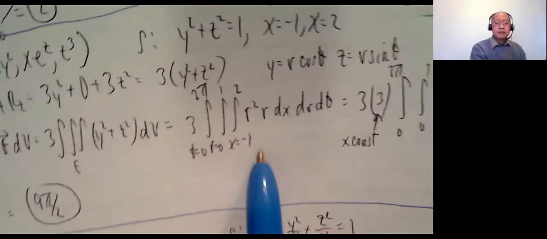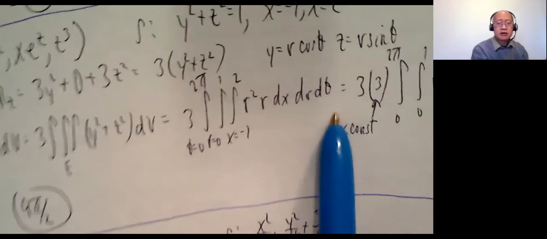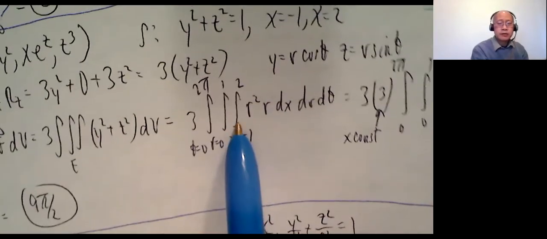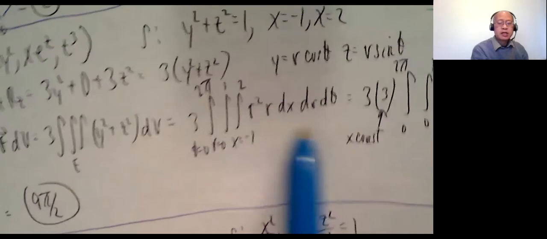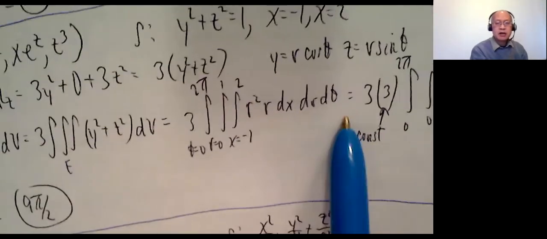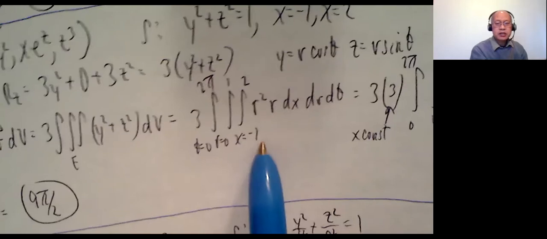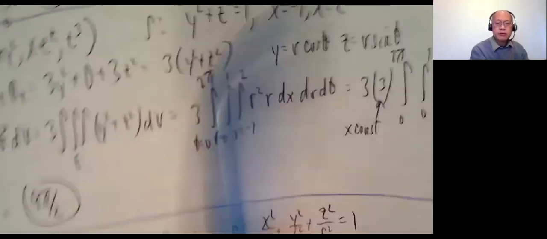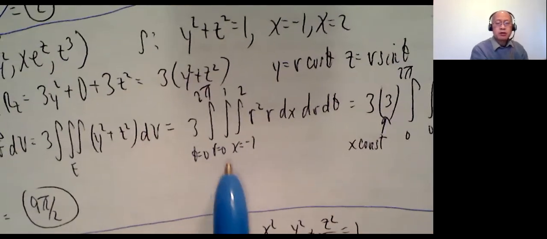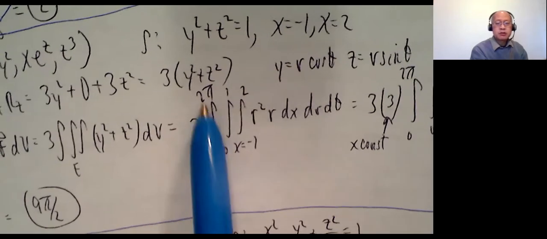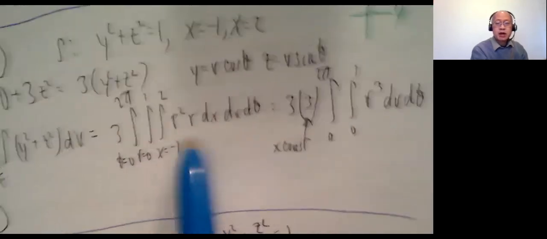x is the one that stays the same. So it's dx, dr, d theta. So r squared is y squared plus z squared times r dx, dr, d theta. Okay, x goes from -1 to 2. We're going all the way around a circle. So r goes from 0 to 1. Theta goes from 0 to 2 pi. Okay, so that's going to be r cubed, right?